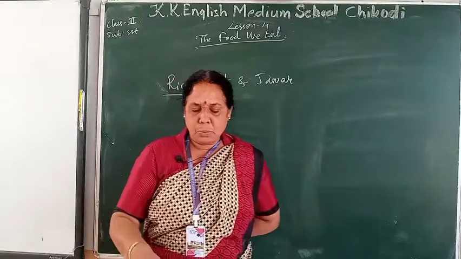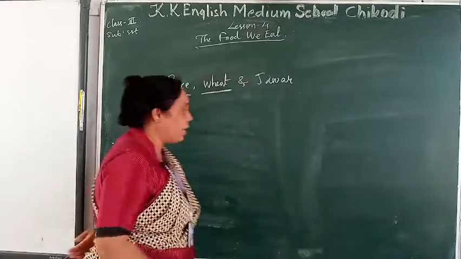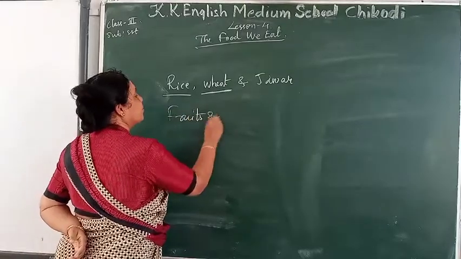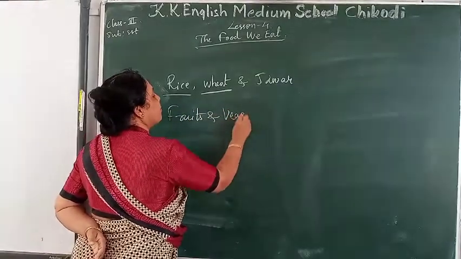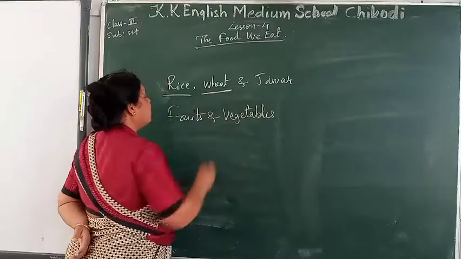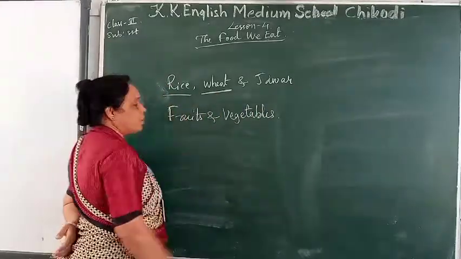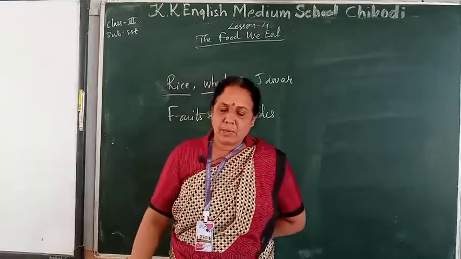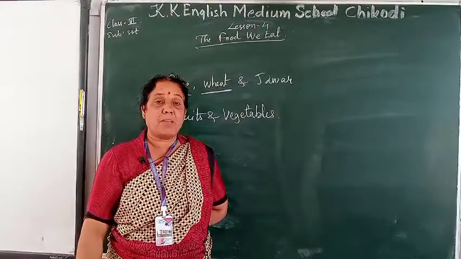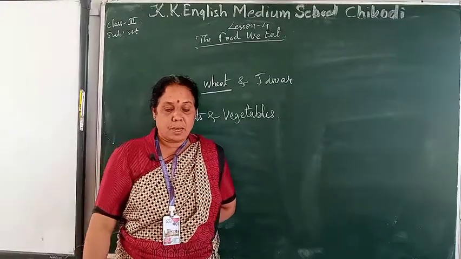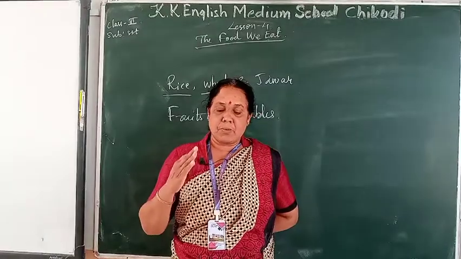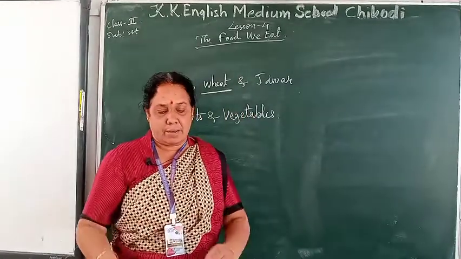Okay, so next about fruits and vegetables. These are the food crops. Here, fruits and vegetables are also grown. Fruits and vegetables are an important part of the Indian meal. Some fruits and vegetables are available throughout the year, but some of these are seasonally available.